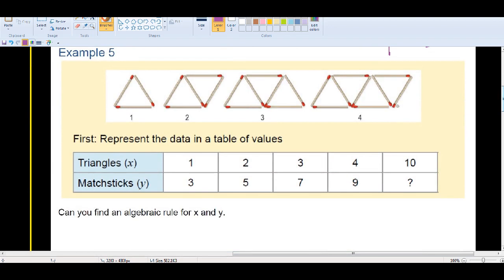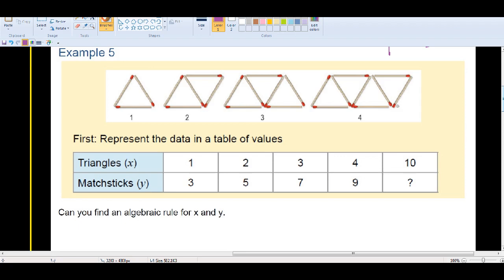So we use 3 matchsticks. Alright, so you see when they are going to form one triangle, they use 3 matchsticks. When they are going to form 2 triangles, they use how many? 5 of them, not 6, because one side is common. When they are going to form 3 triangles, they use 7 matchsticks. And when they have 4 triangles, they use 9.